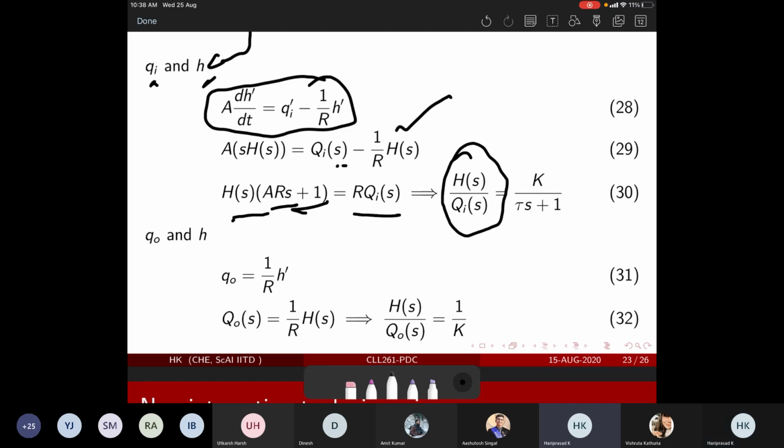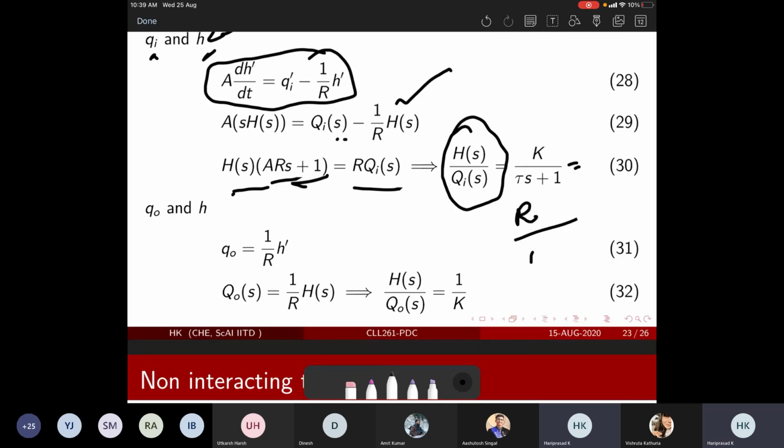So H of s by Qi of s would be K times, just a second, I would say R by (AR s plus 1). This AR I'll generally replace with tau, and R I'll call K, just to make it standard. We will see why we should write it in this particular form. Generally the standard term on the numerator is called the gain, which is represented by K. So here R stands for K and AR stands for tau. This is the typical characteristic of a first order system, which we learn.